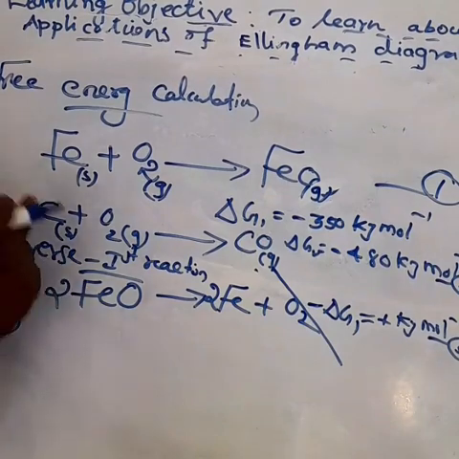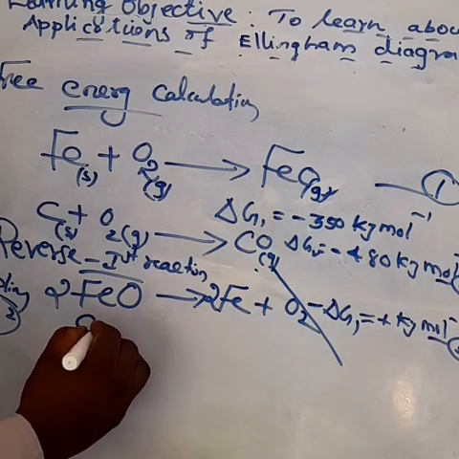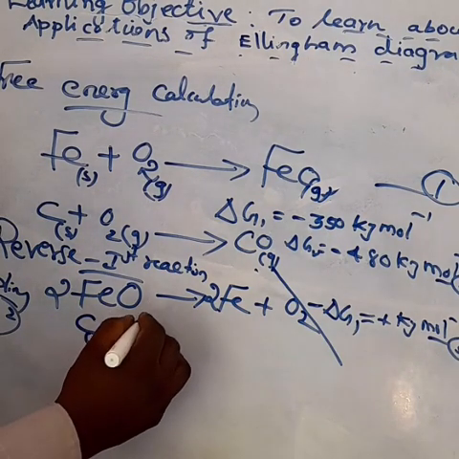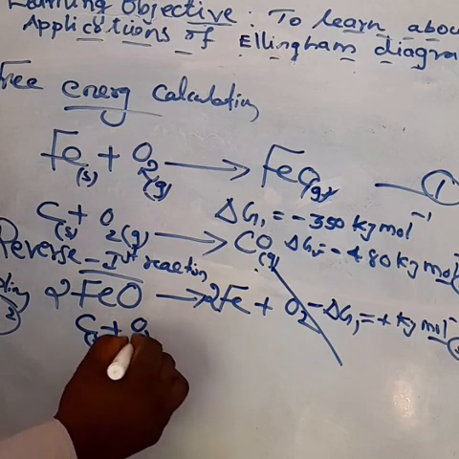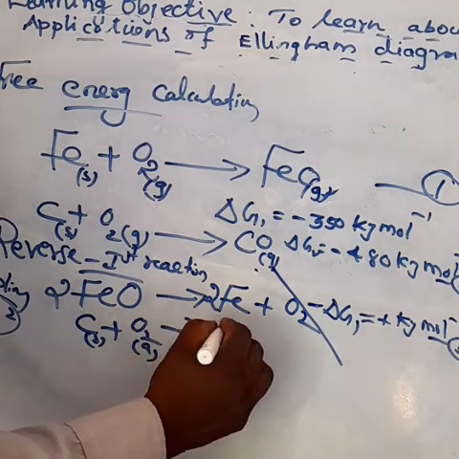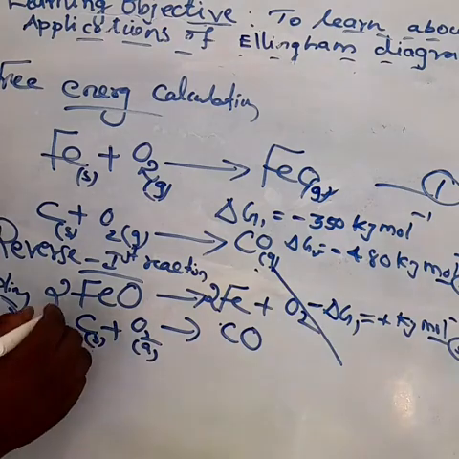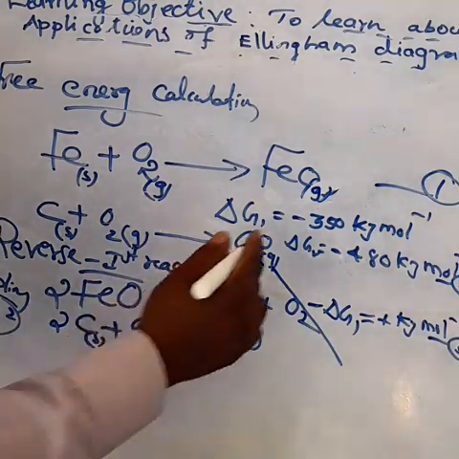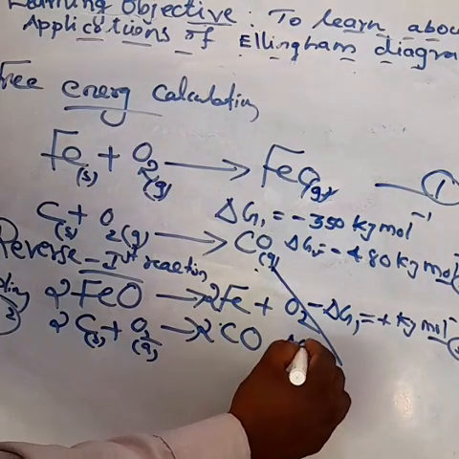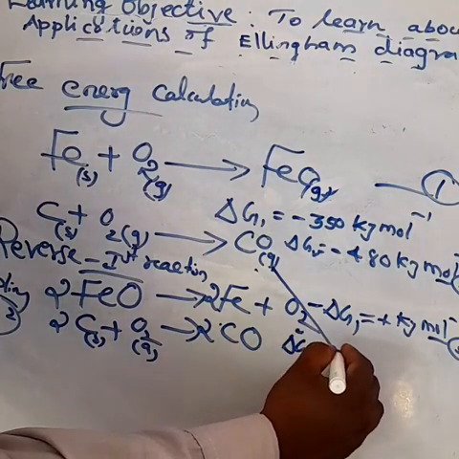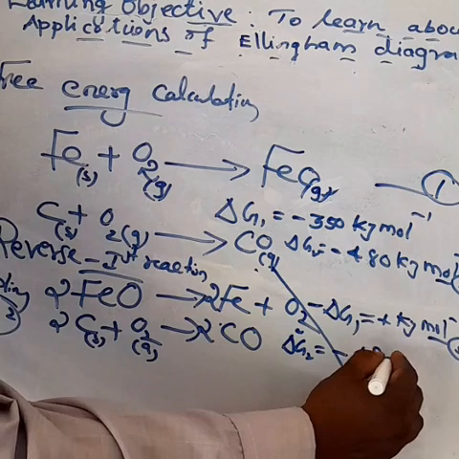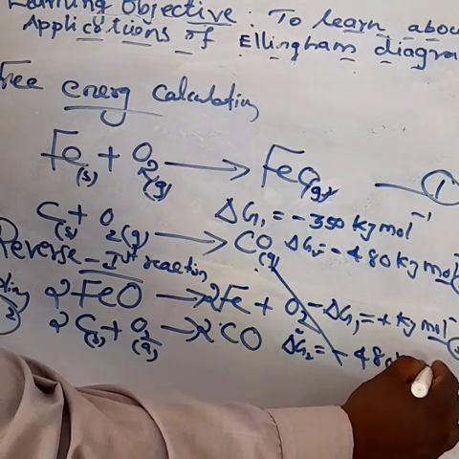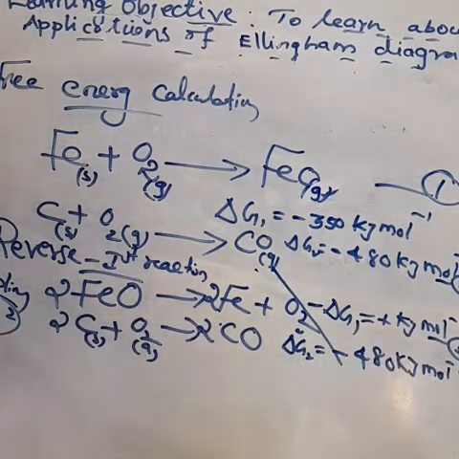Next I am going to write the second reaction, that is carbon reacts with oxygen. Carbon is in solid state, oxygen in gaseous state, gives carbon monoxide. You have to balance the equation. I am writing the same delta G naught value, that is about negative 480 kilojoules mole inverse.